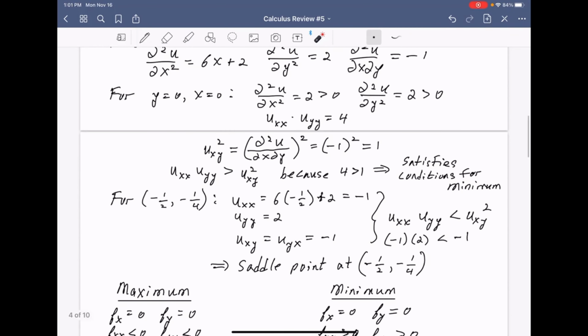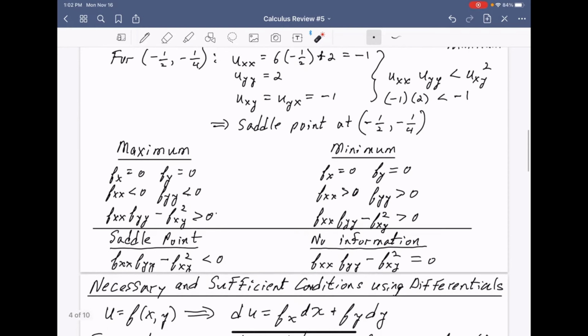Now, for the other point, minus 1/2 and minus 1/4, we get u_xx is 6 times minus 1/2 plus 2, which equals minus 1. u_yy equals 2. These cross terms, again, are minus 1. And we find that u_xx times u_yy is less than u_xy squared. Minus 1 times 2 is minus 2, which is less than minus 1. So we find that there's a saddle point at minus 1/2, minus 1/4, because this holds. All right, that second order condition holds.